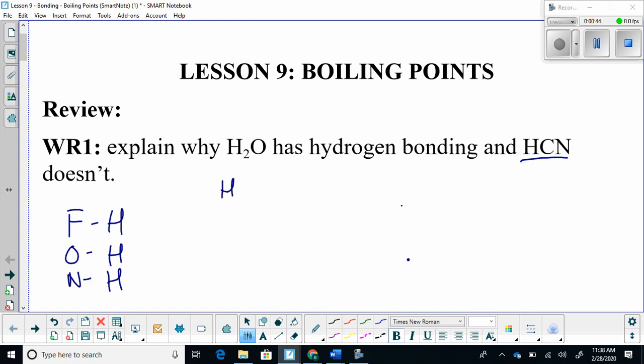Water, what shape does water form, first of all? Just to review that. Bends. Hydrogen cyanide, what shape does that one form? Linear. Good. So notice how hydrogen is directly connected to that oxygen there. It's part of that bond group. Here, there is no connection between the nitrogen and the hydrogen. Therefore, there is no hydrogen bonding there.